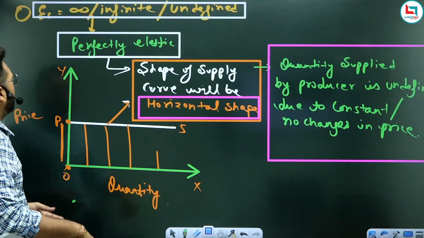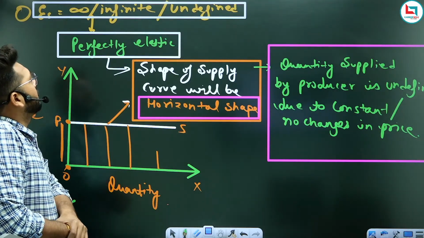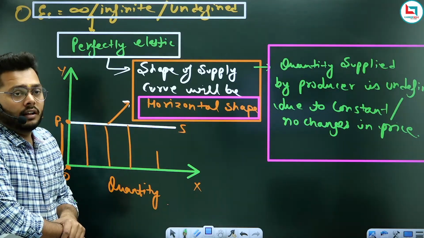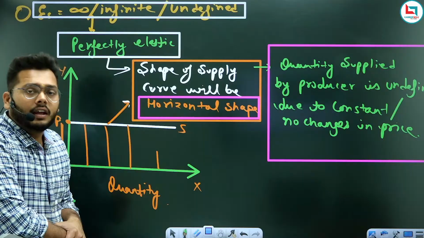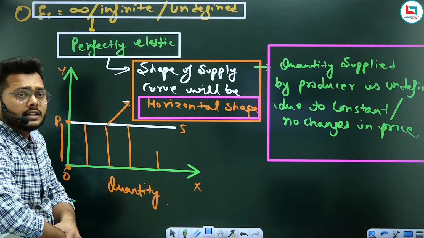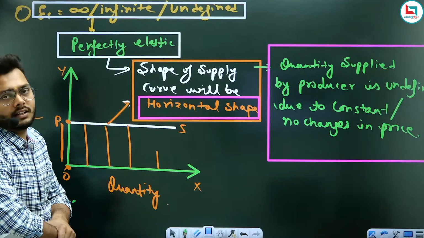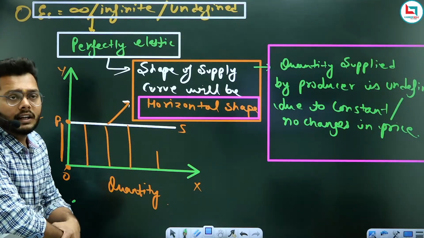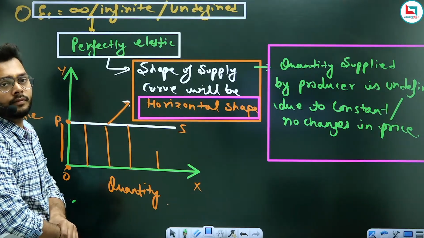And the last one that we have discussed, Es is infinite, which is called undefined. What does it mean? This is called perfectly elastic.